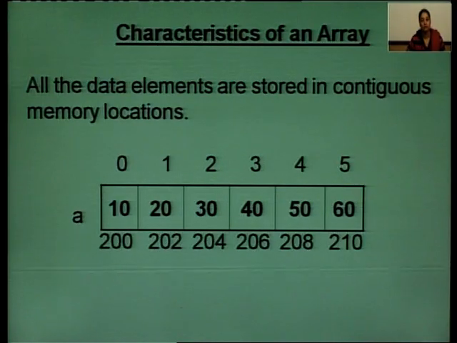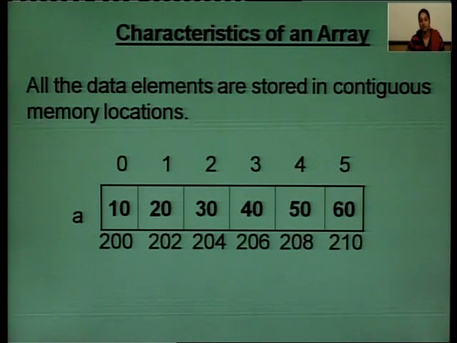Now the characteristics of the array. There are a large number of characteristics, a large number of properties of an array. All the data elements are stored in a continuous memory location. That means one after another. If I have to declare an array, we have to give values to the array. They store the values in locations one after another, in a continuous memory location.